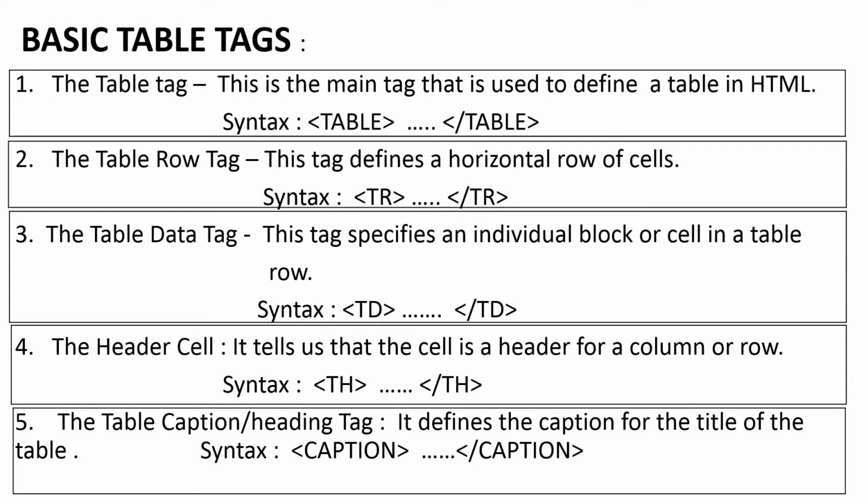If you want to specify a heading of the table, then you will use the caption tag. It defines the caption, or title, of the table, and the syntax is written in the less than and greater than symbols, with caption inside. Similarly, it is closed using a backslash. You just have to add a backslash in that tag and your tag will be closed.